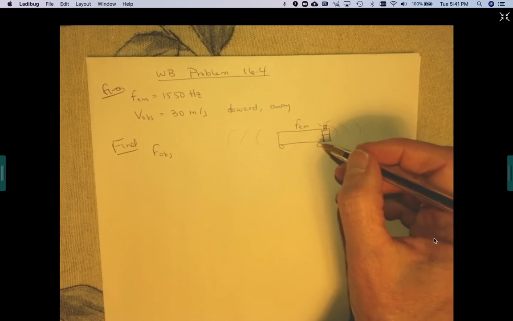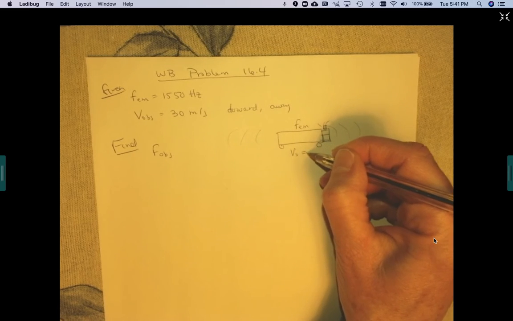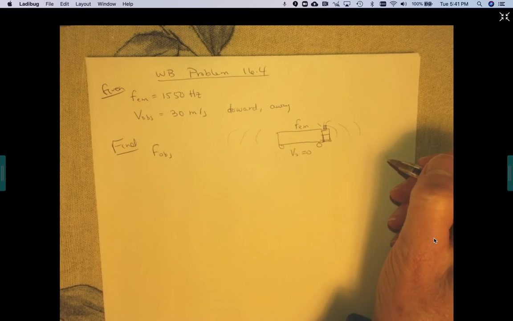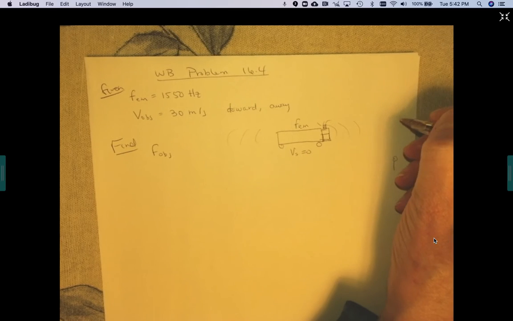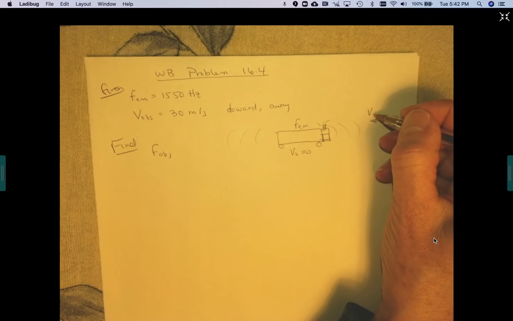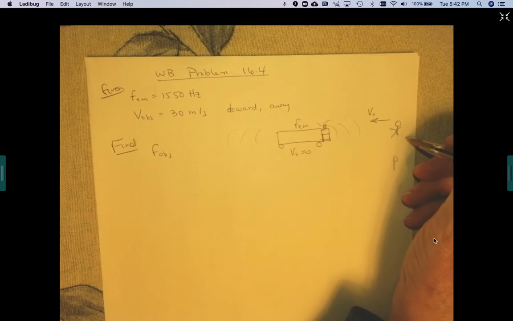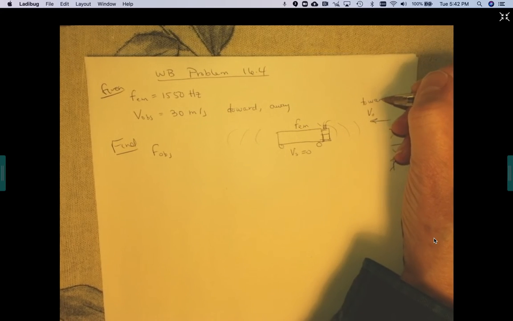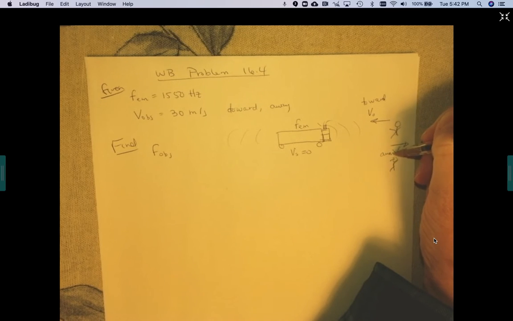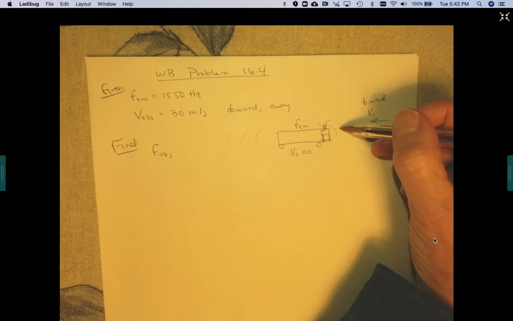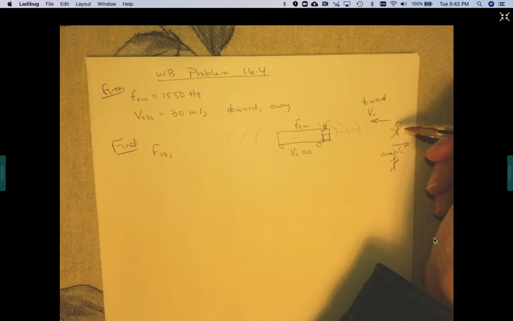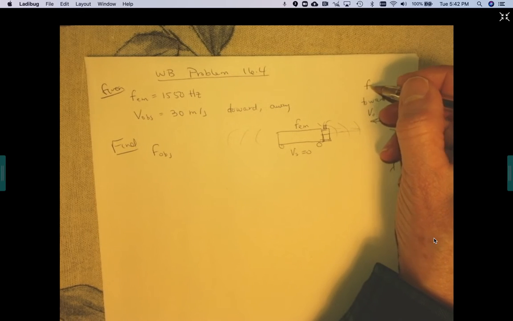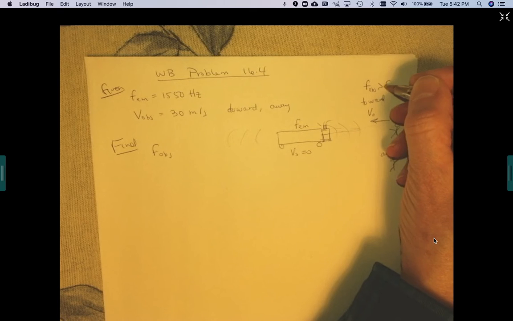Okay, and now the velocity of the source is 0. But we're going to do one case where you are up here, moving toward the truck, and then we're going to see also what it looks like when you're moving that way. So toward and away. As we're moving toward, we're hitting these crests faster, boop, boop, boop, boop. So the frequency should be higher. So F observed should be greater than F emitted.